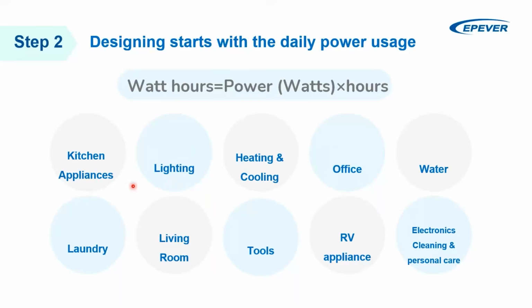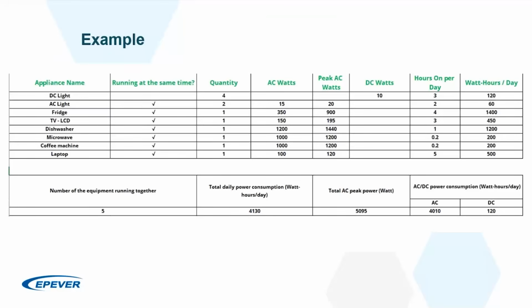And there are different types of appliances, and there might be a variety of applications. So each standalone system is designed independently based on what we have. It could be a kitchen appliance, lighting appliance, heating, cooling, or etc. It could be any kind of appliances in your system. So here you can see an example. You can see the type of appliances that I've entered here.